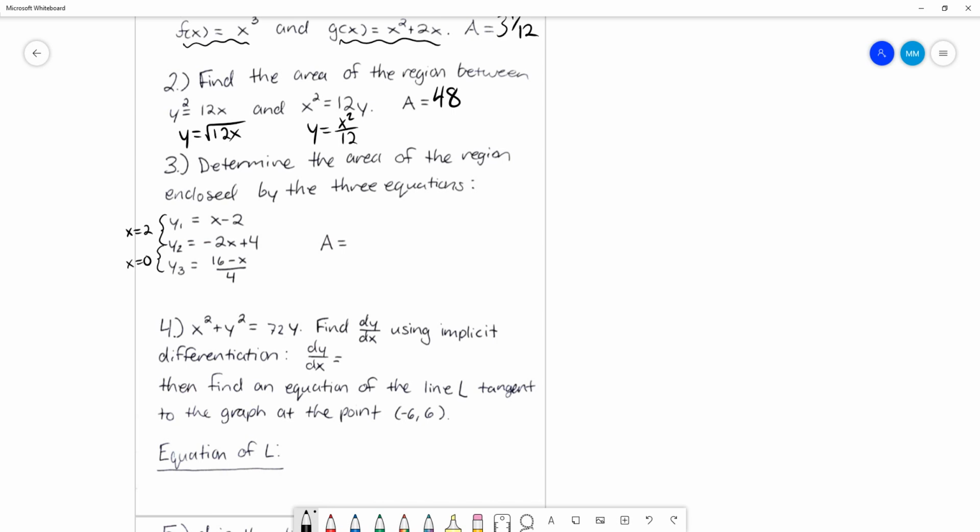So x equals 0. And now, between y1 and y3, so x minus 2 equals 4 minus x over 4. So x minus 6 equals negative x over 4. Multiply both sides by 4 again. We have 4x minus 24 equals negative x. 5x equals 24. I technically skipped a step, but I'm just moving that and that to the opposite sides.